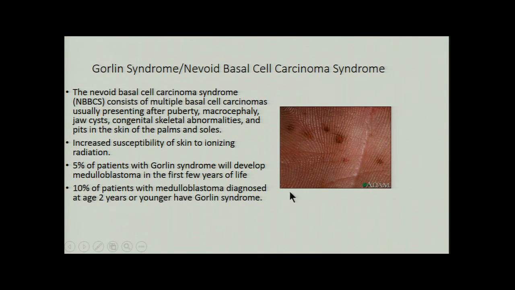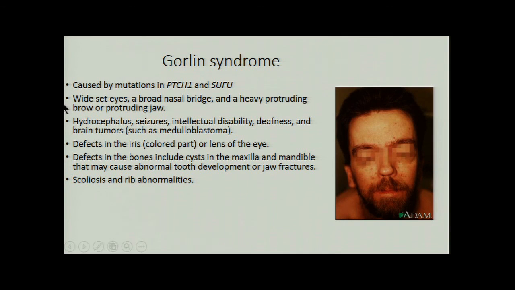So 5% of those patients will develop medulloblastoma in the first few years of life, and 10% of those patients with medulloblastoma diagnosed before the age of 2 will have Gorlin syndrome. So these children should be referred because they most likely have a germline predisposition syndrome. In addition to SUFU, mutations in the Hedgehog receptor Patched 1 also cause Gorlin syndrome, and they can have a very tall forehead with wide spacing of the eyes, and again, they can present with intellectual disability, deafness, and brain tumors. So even with these children that develop early on a large head, they could fall within this subset of kids that have excessive activation of the Hedgehog pathway. And they can also develop scoliosis and rib abnormalities.